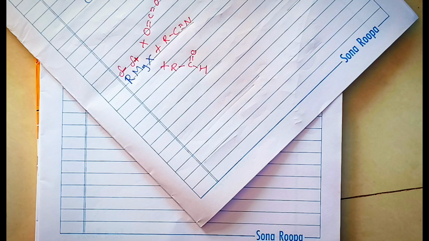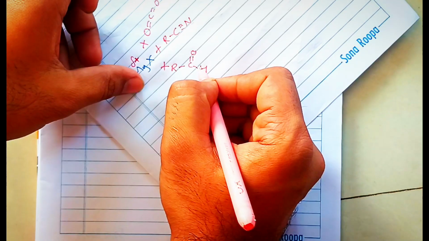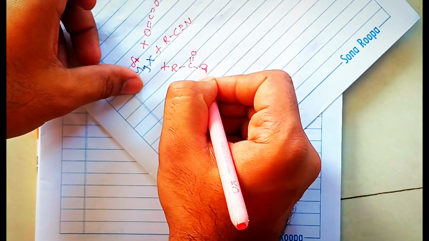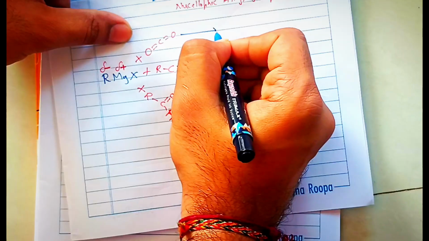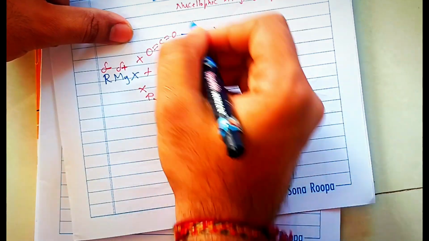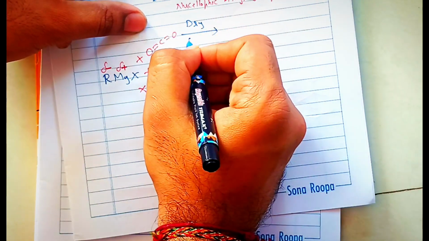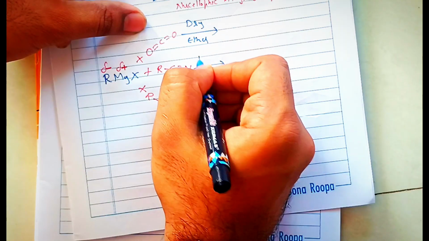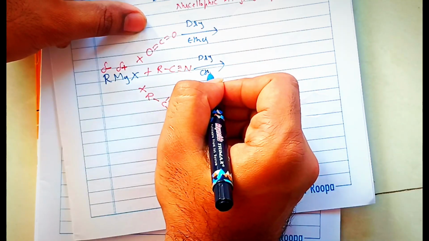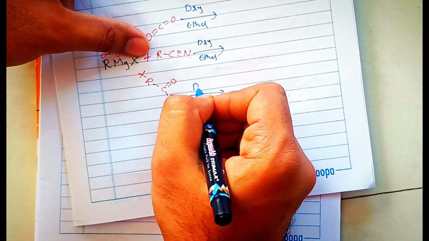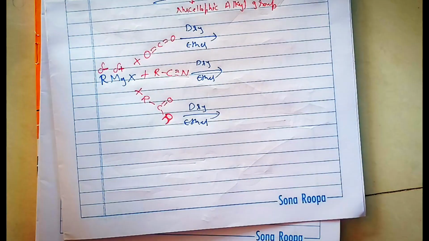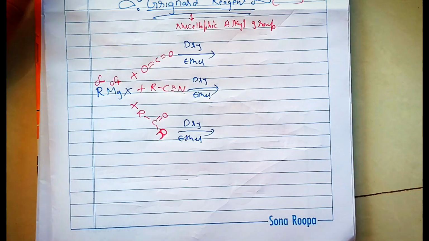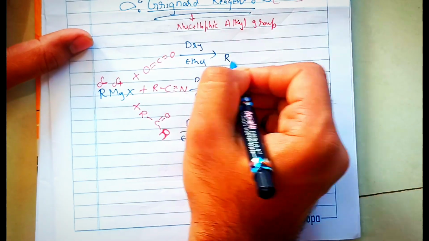Okay, you can take aldehyde or ketone. I will add here ketone, R C double bond O R. Now, by using dry ether, see here, in all cases I am adding dry ether, right? So by the dry ether I will get the same product.